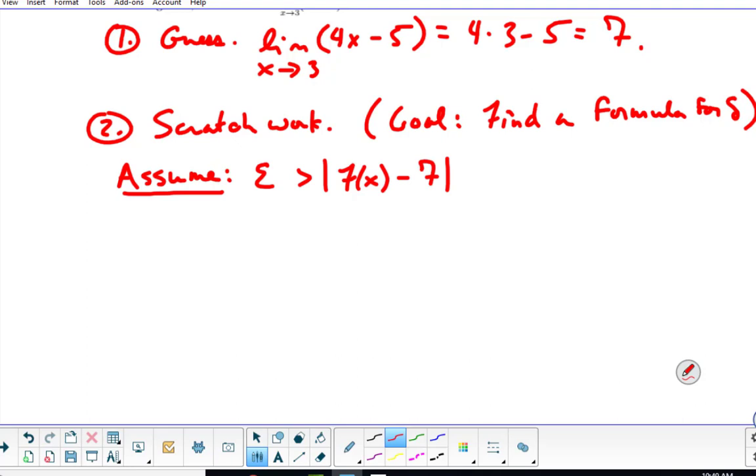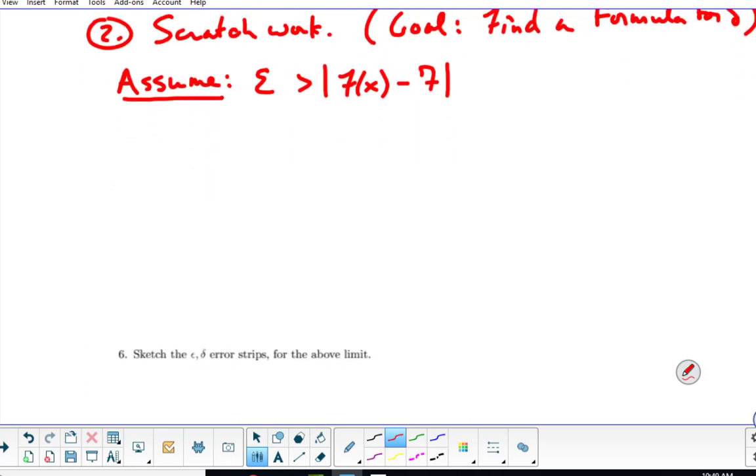Okay? In my scratch work, I assume the conclusion and then try to find some other key fact that will be helpful for me. So all I've done here is assume the conclusion. What is our f of x, though? In this case, I think it was 4x minus 5 minus 7, which simplifies to be the absolute value of 4x minus 12. Now I've done this a few times, so I kind of know the direction we're trying to go.